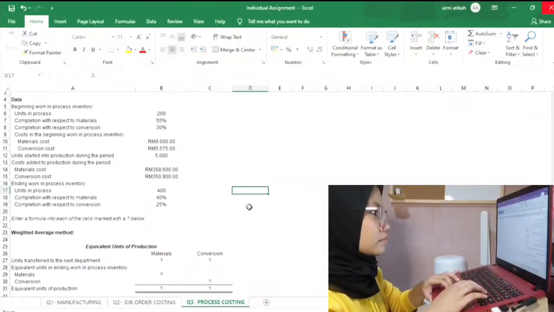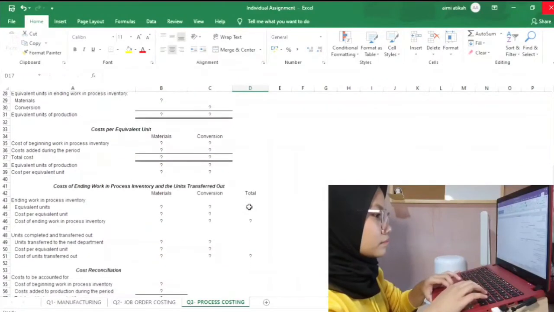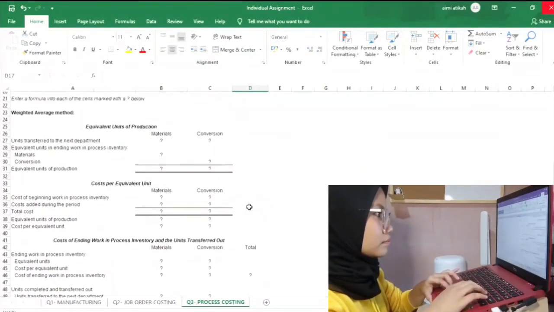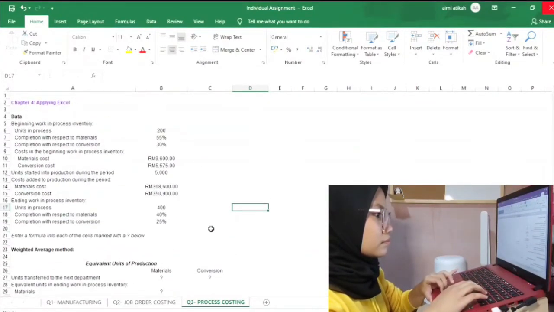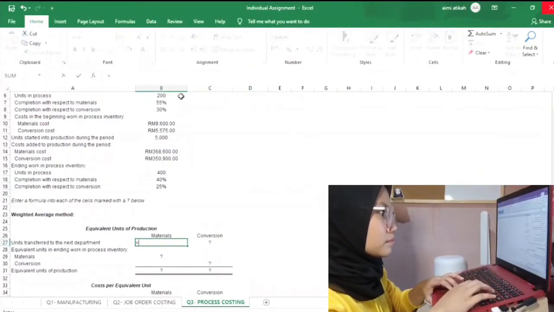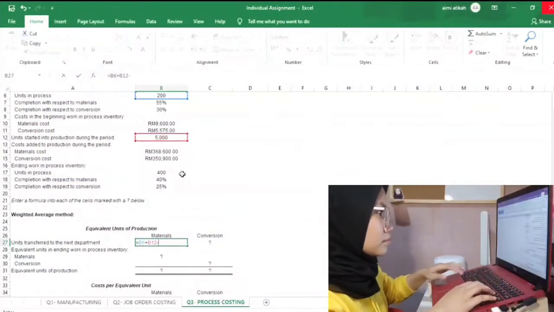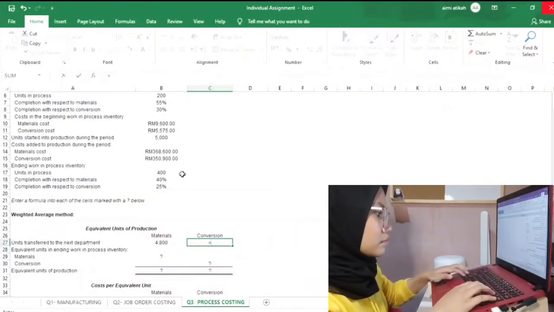And as for question 3, I will observe the information given first. And then equivalent units of production. For units transferred to the next department, I will sum units in process, units started into production during the period, and ending work in process inventory units in process. And for conversion, I will do the same.